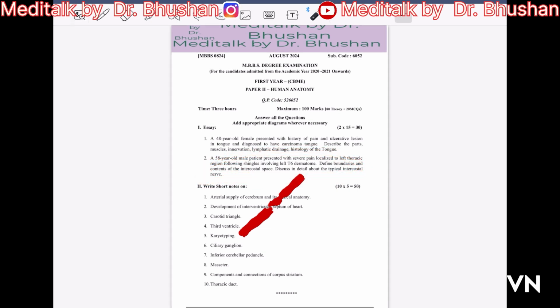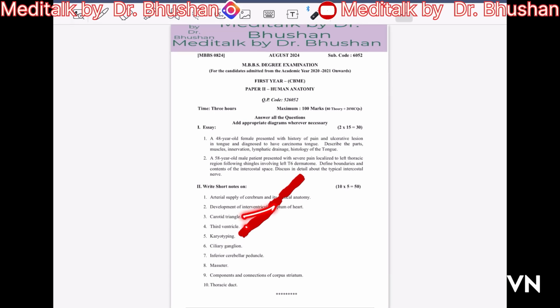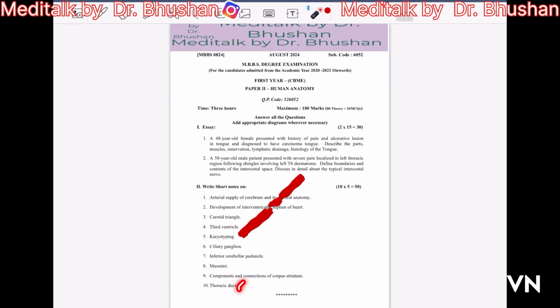And last is the second part: arterial supply of cerebrum, its clinical anatomy, development of interventricular septum of heart, carotid triangle, third ventricle, karyotyping, ciliary ganglion, inferior cerebellar peduncle, masseter, components of connection of corpus striatum and thoracic duct. This is a recent paper.